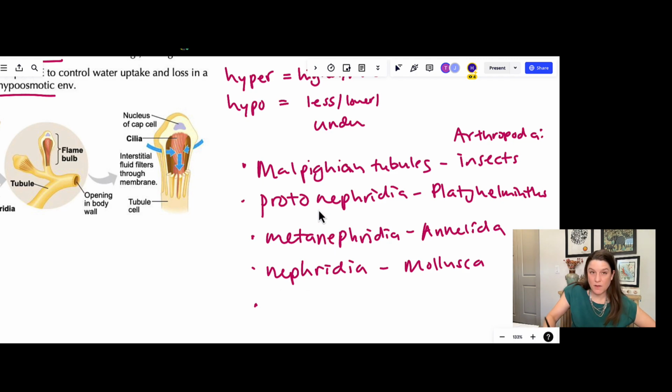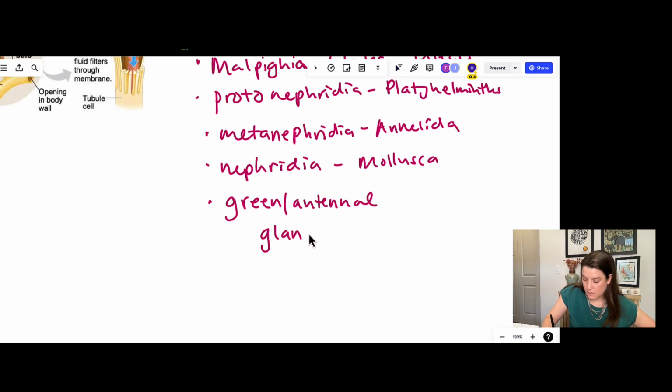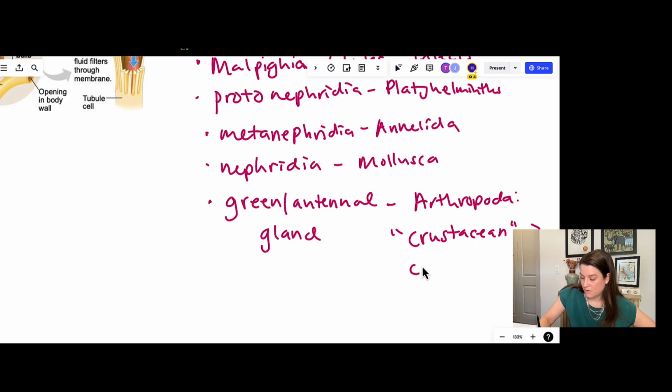What else do we have? Oh, in our crayfish, we had the green or antennal gland. So that's an Arthropoda, Crustacean, crayfish. So different groups have different things.